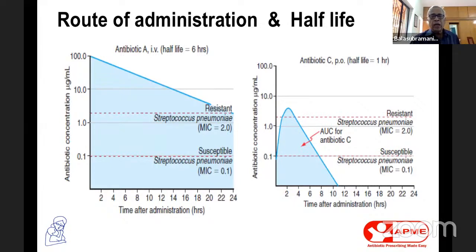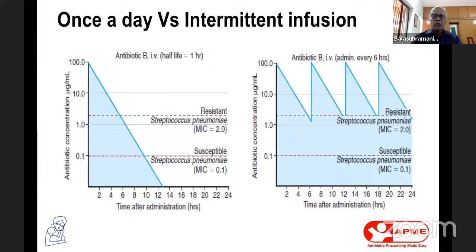So if you use an antibiotic which has got a short half-life of 1 hour, the levels will go up and tend to fall down. If you use an antibiotic with a half-life of 6 hours, the levels will be maintained for a longer period. But then, if within 6 hours it falls, you don't want that to happen in meningitis, you top it up. Second is once a day versus intermittent infusion.